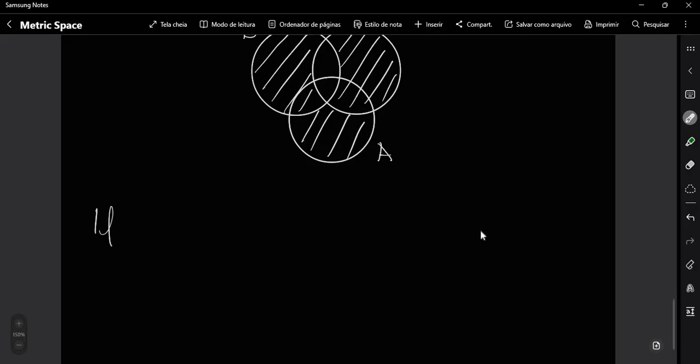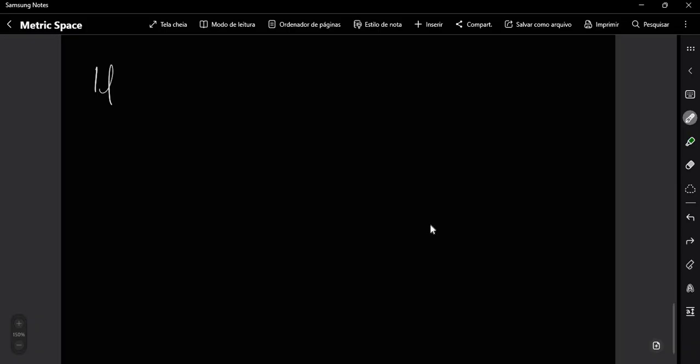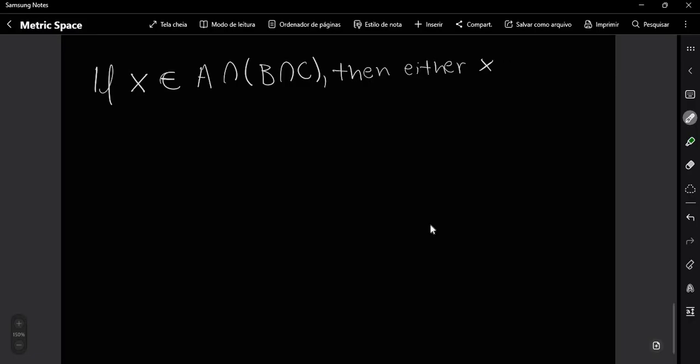And it says that if an element x belongs to a union of the set A with the intersection of the sets B and C, then either x belongs to A or x belongs to B in intersection with C.